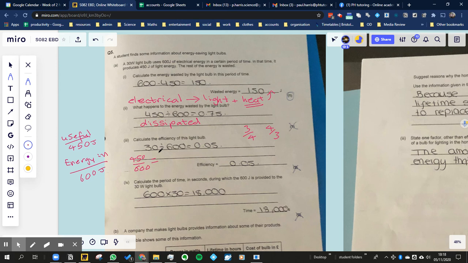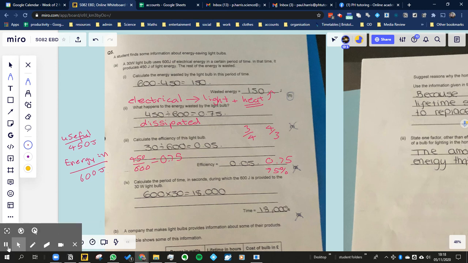3/4 or 0.75. That makes sense if you think about it, because 450 is 3 lots of 150, and 600 is 4 lots of 150. So the fraction is going to be 3/4 or 0.75. So the answer would just be 0.75, or you can write 75%. Both of those are fine. They usually prefer percentage, but they haven't told you that in this case. So either will be fine, but to be on the safe side, I'd put percentage.